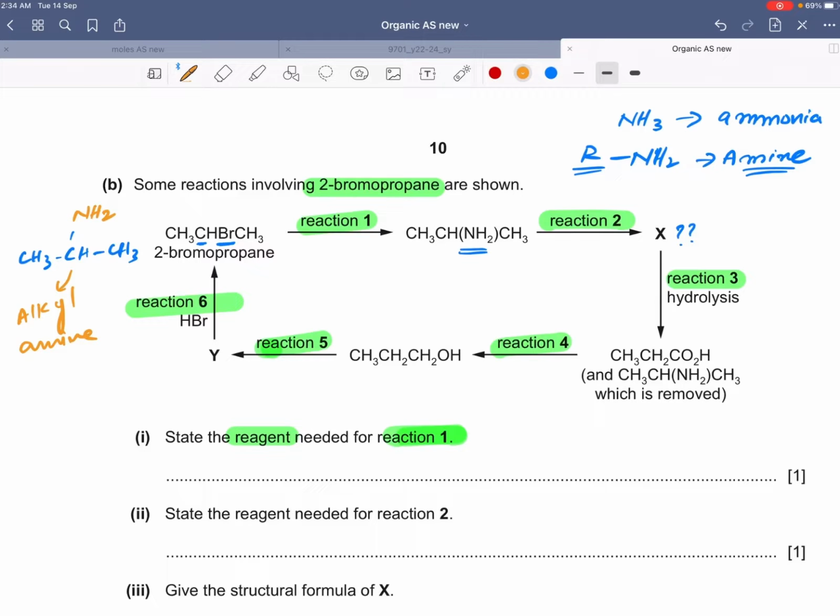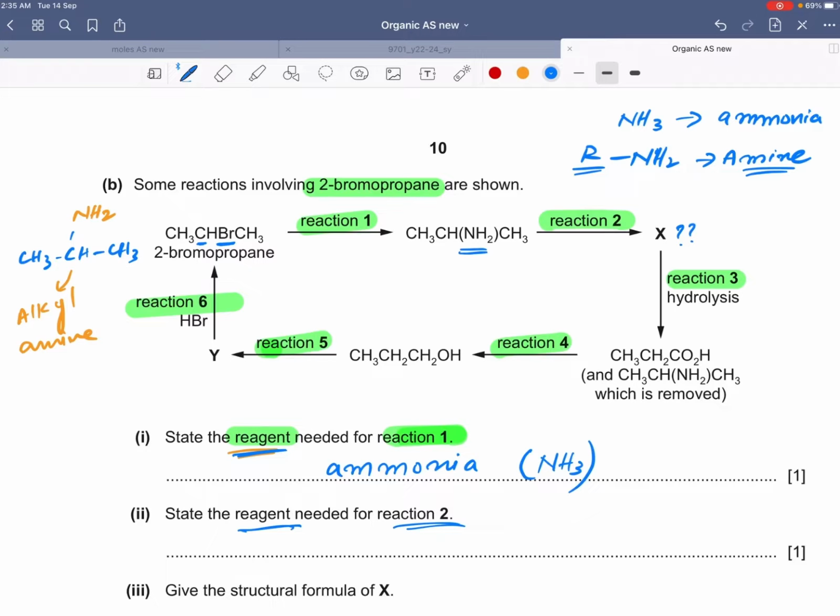Now they are asking the reagent needed for this reaction. So the reagent needed for this reaction is obviously ammonia, right? This is nucleophilic substitution, as we have discussed with aqueous NaOH. So this time the nucleophile is ammonia, so we can write the reagent. The reagent needed for reaction 1 is ammonia, or you can write the formula of ammonia. So this is NH3.